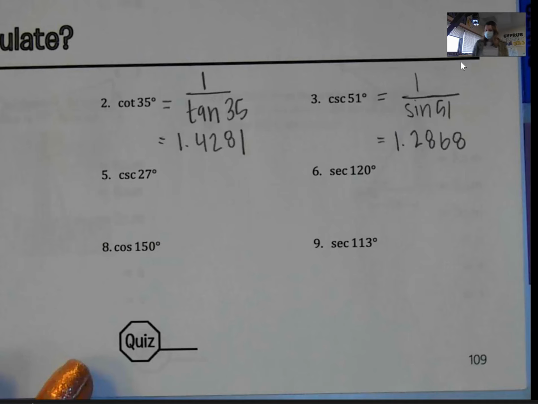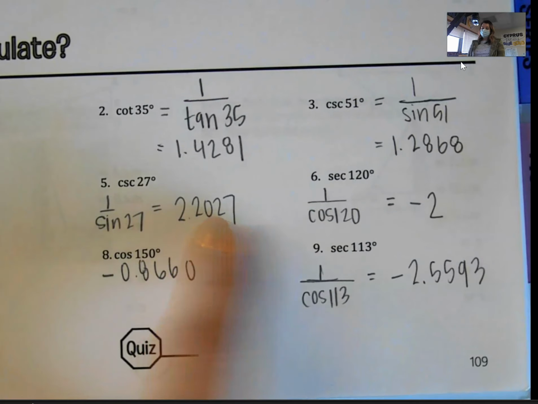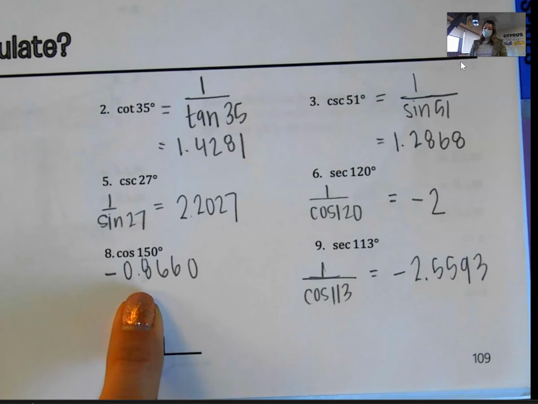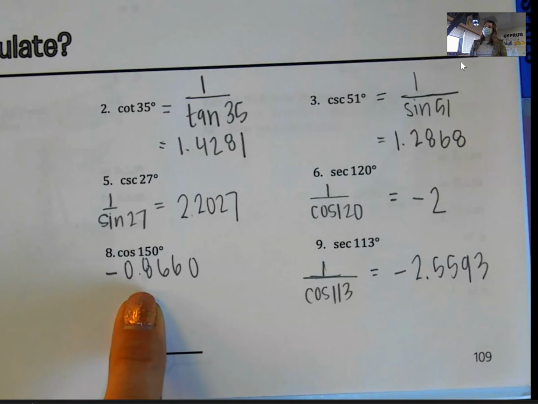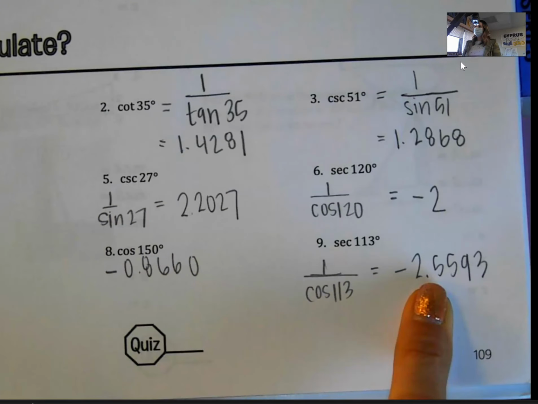Okay, so for 5, I got 2.2027. 6, I got -2. 8, I got -0.8660. And 9, I got -2.5593. How'd you guys do?